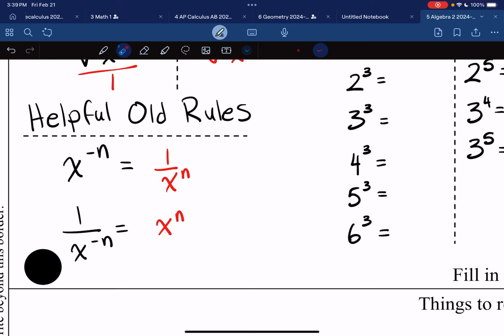Be careful here. If you have a negative out in front of your base, that does not mean flip. The only thing that means a flip is if you have a power of a negative. A power of a negative means a flip.